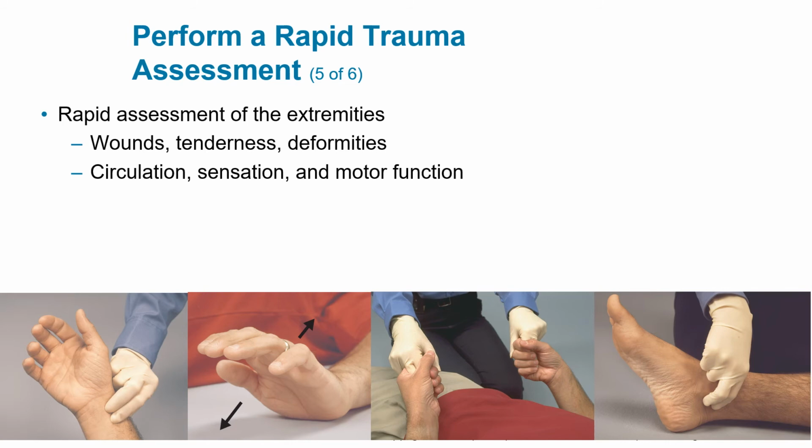Extremities, check for wounds, tenderness, deformities, that DCAP-BTLS. And then you're going to look for circulation, sensation, and motor function. So this can be called CMS, PMS, whatever you want to call it. PMS is pulse, motor, and sensation. CMS is the same thing, circulation, motor, and sensation. It can be called CSM, whatever you want to call it. I really don't care.